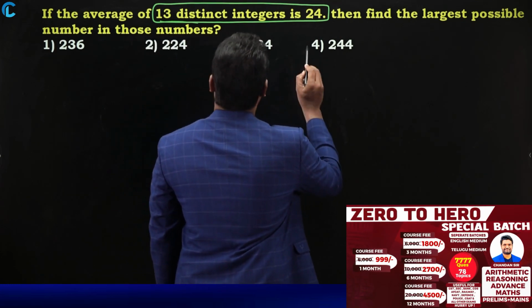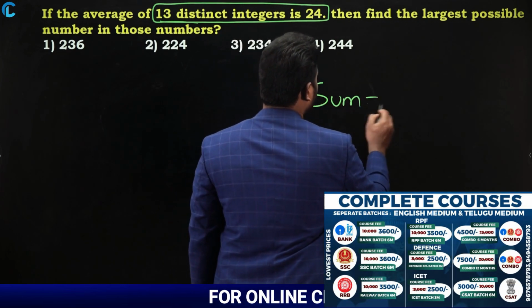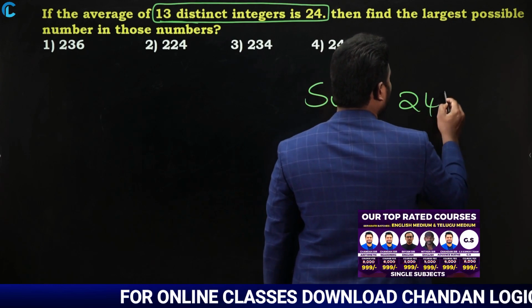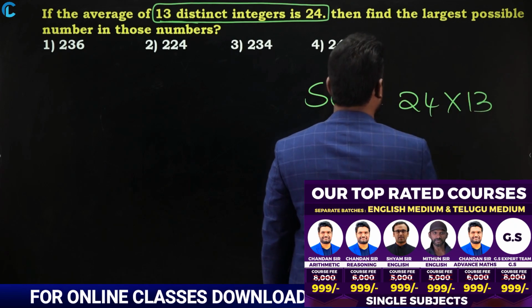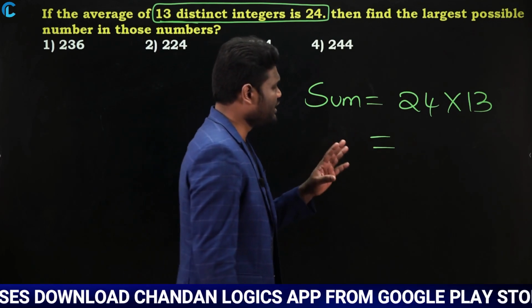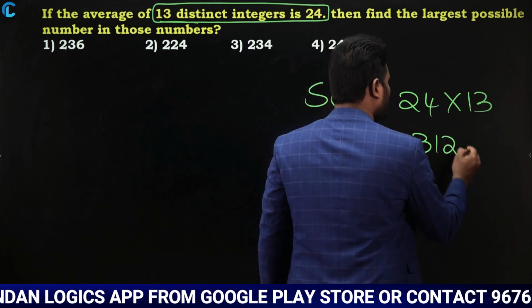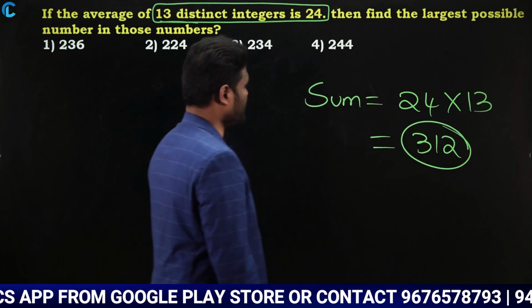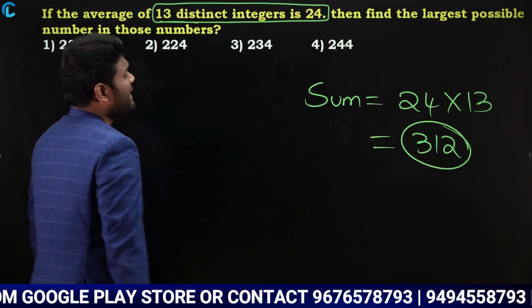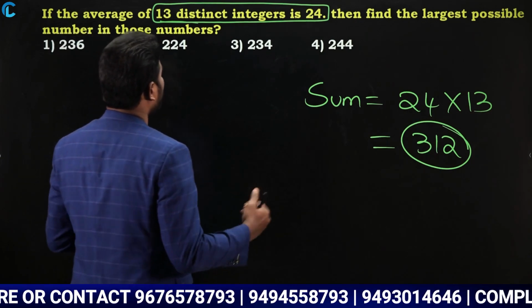If the average of the integers is 24, then what would be the sum? The sum is going to be 24 into 13. Now 24 into 13 is nothing but 240 plus 72, which is 312. So the sum is going to be 312. Now what is your question? Find the largest number among those numbers.